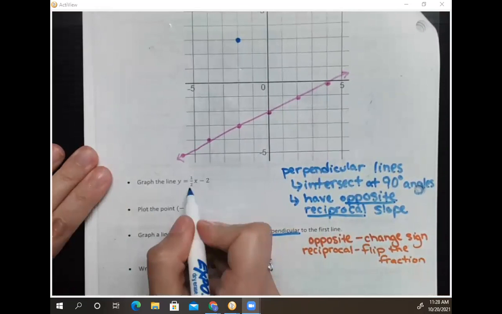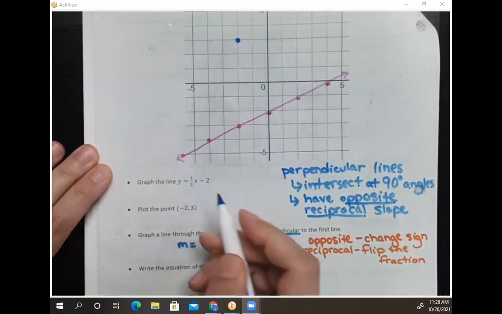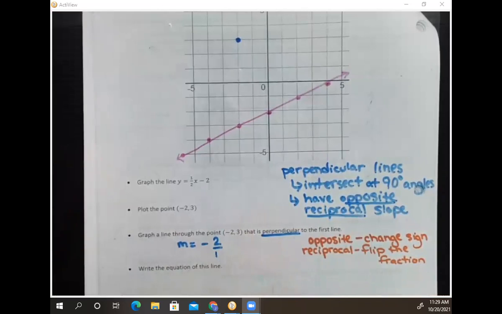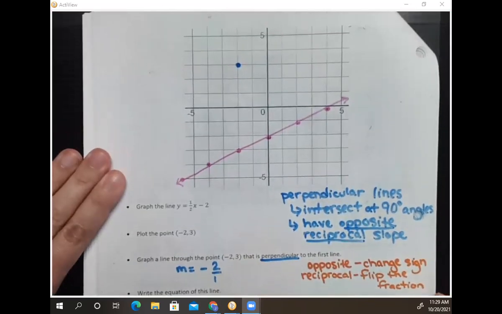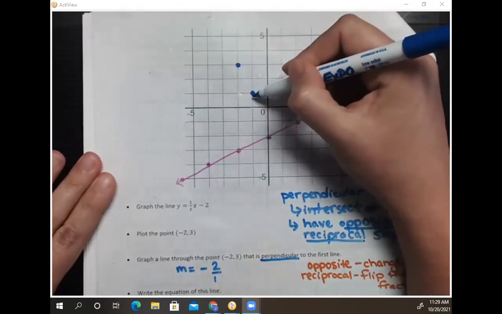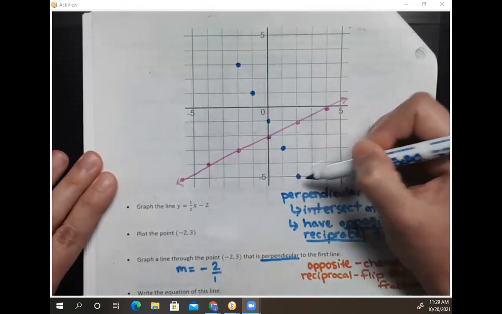So if my original slope was 1/2, I need the opposite reciprocal. That means my new slope, opposite, needs to change the sign. My new slope will be negative, and reciprocal, flip the fraction, I'll have 2/1. So -2/1 is the slope for my perpendicular line, or just -2 is fine. So this is the slope I want to use for my perpendicular line. So from the point I know, I'm going to go down 2 and forward 1. Down 2, forward 1, down 2, forward 1.